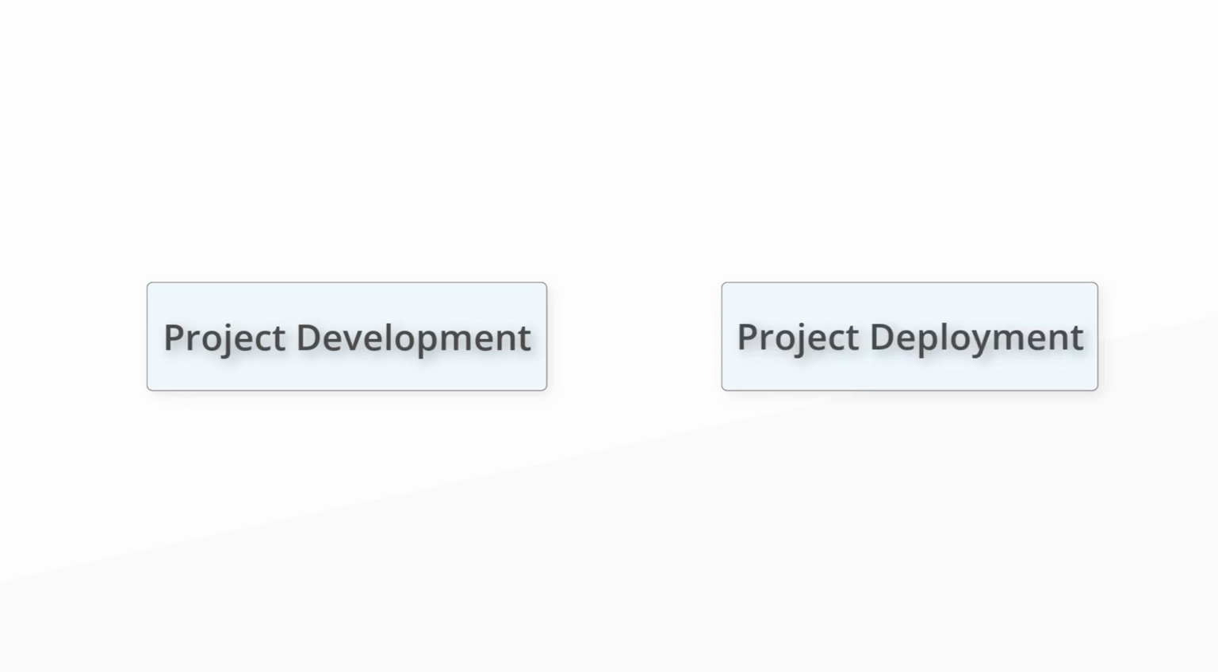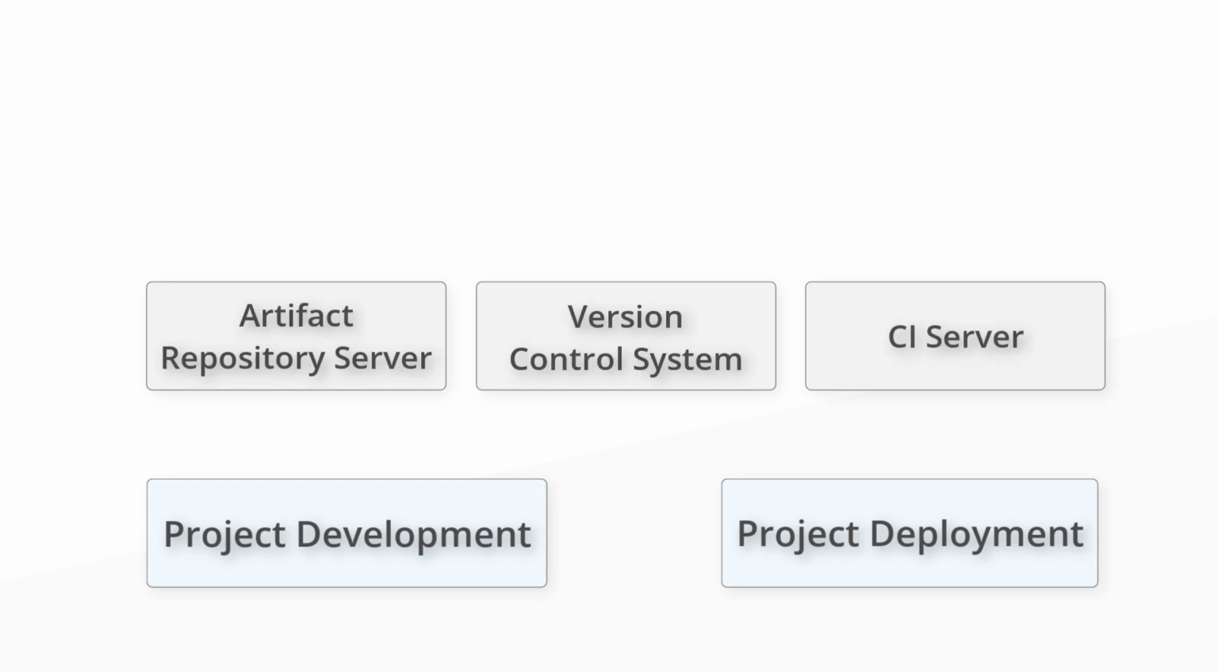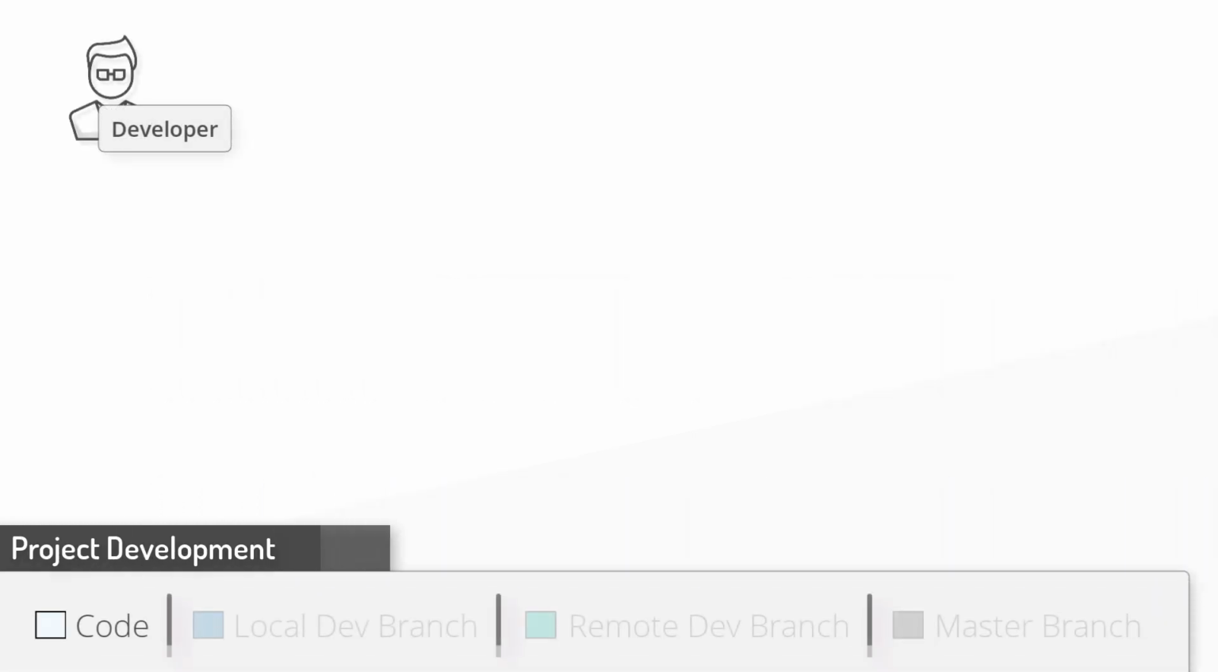First, you need to know that an e-commerce development project is split into the parts of project development and project deployment. In terms of IT landscape, you need a running artifact repository server, version control system, and a CI server. Then, your developers can start creating their code.